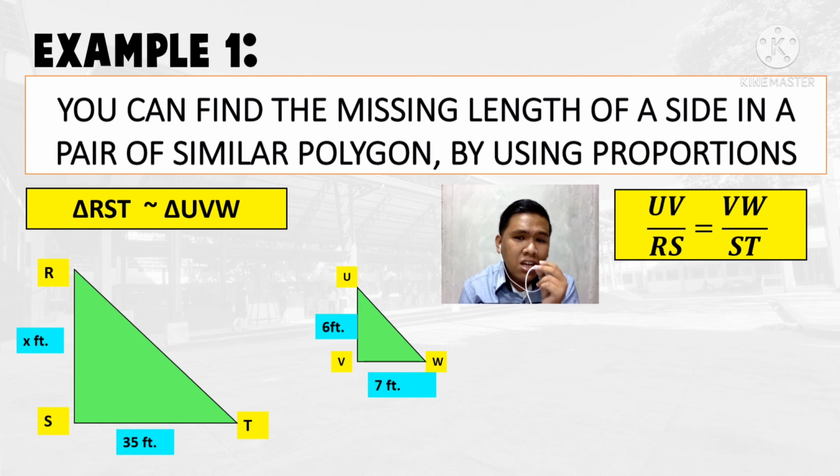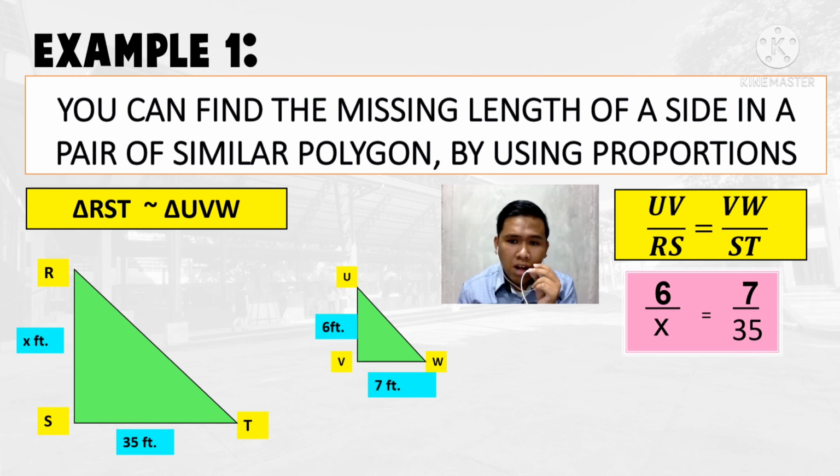After writing the proportional sides, let us have the substitution. What is the value of UV? UV is equal to 6. What is the value of RS? RS is unknown. That is x. That is equal to VW. VW is equal to 7 and ST is equal to 35. By using the cross product property or cross multiplication, we have to get the value of x, and this will be the length of RS.